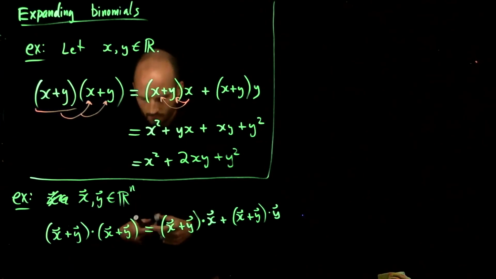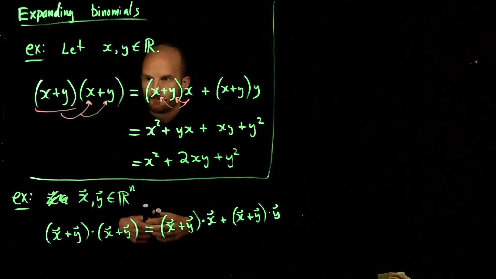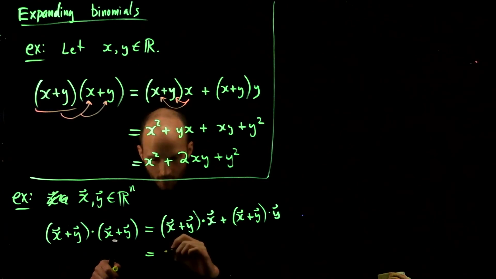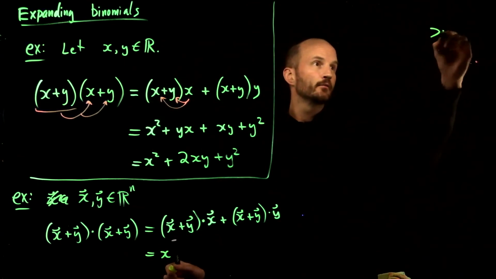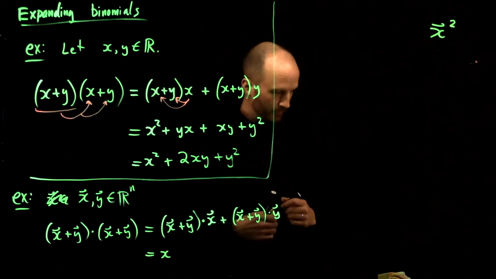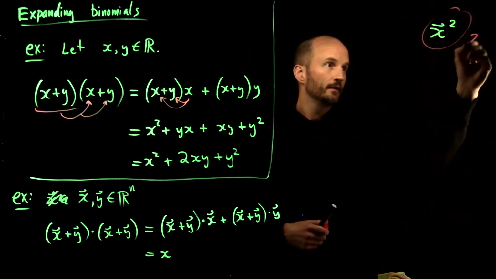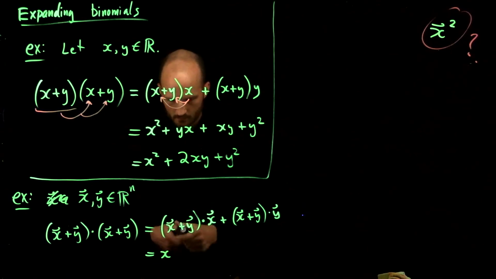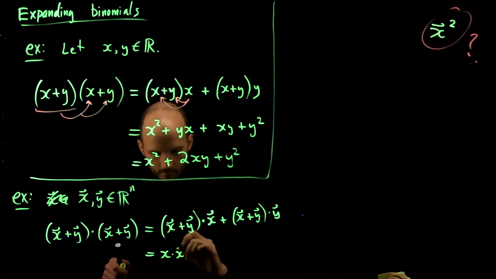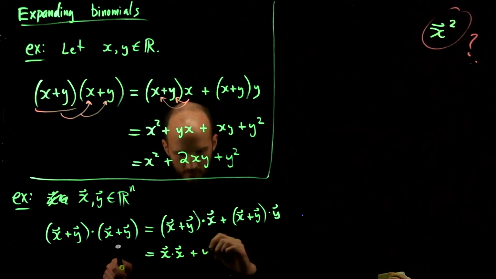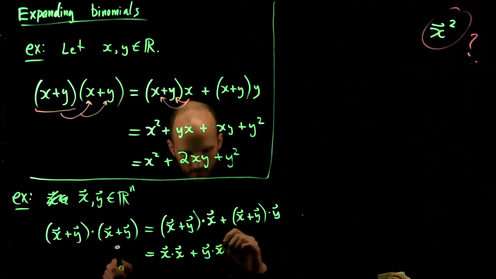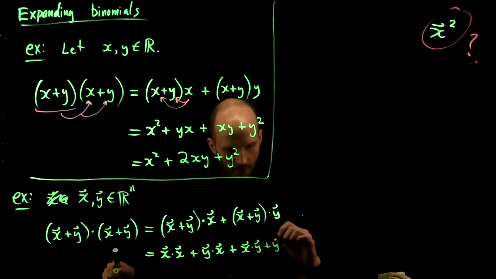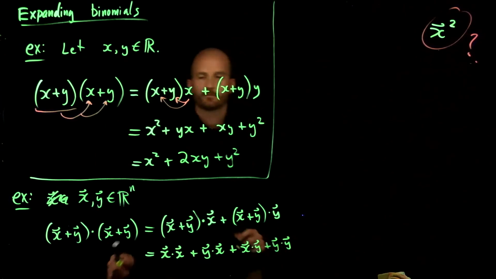What do I get here? So I did distribution. Same idea I did here. And I can do it again. Also don't write that, that's meaningless as well. If you do, I don't know what that is. So what I have to do is x dot x plus y dot x plus x dot y plus y dot y.